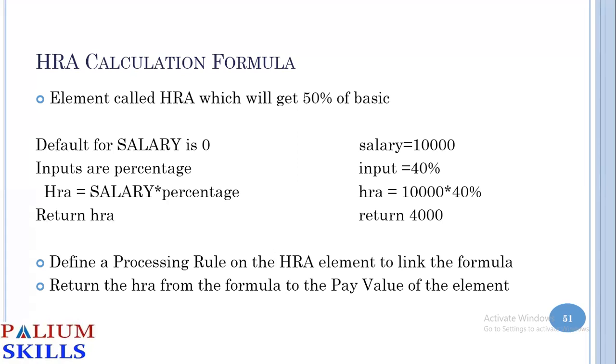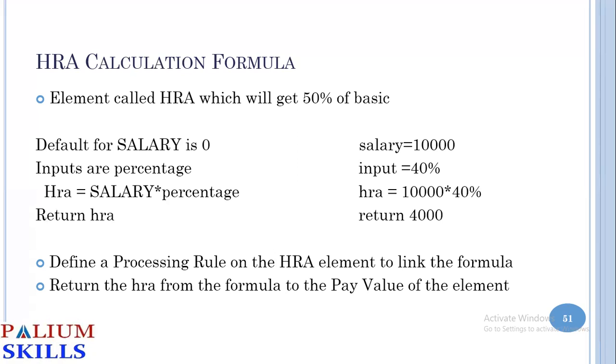Salary is a variable, and we are assigning a value to it. That variable is the name of the database item. It's like salary integer equal to zero. Correct. On the left hand side is the salary; on the right hand side, for example, if the salary is 10,000 and the input value is 40%, then HRA is 10,000 into 40%, and the formula will return 4,000.